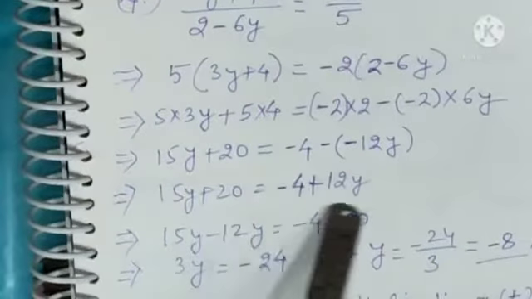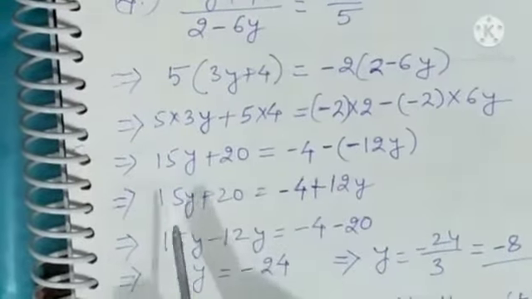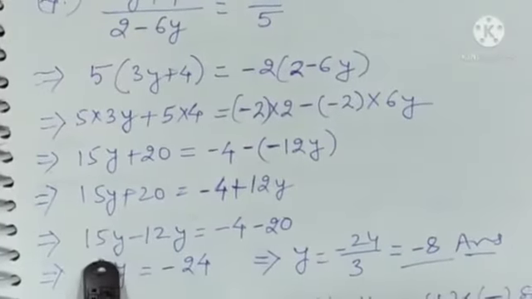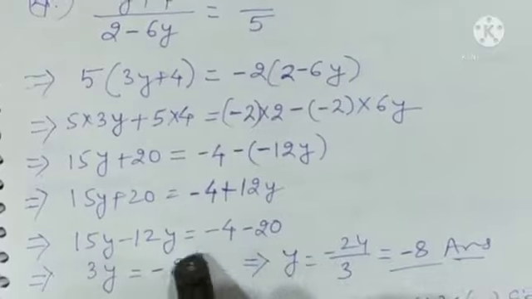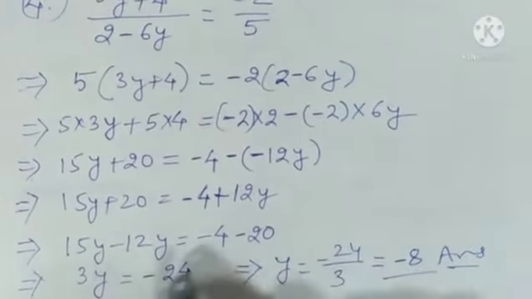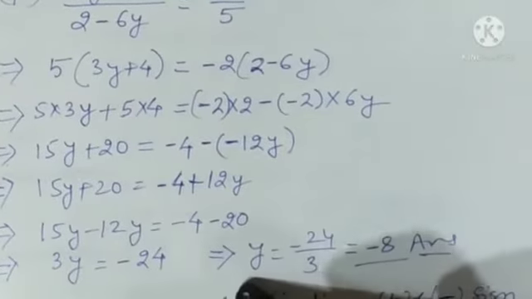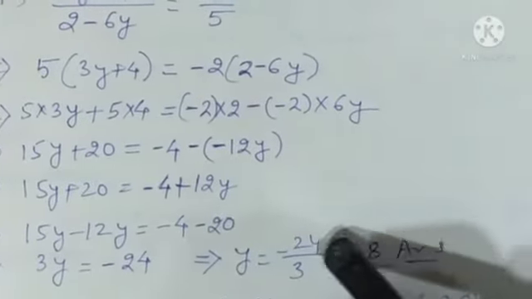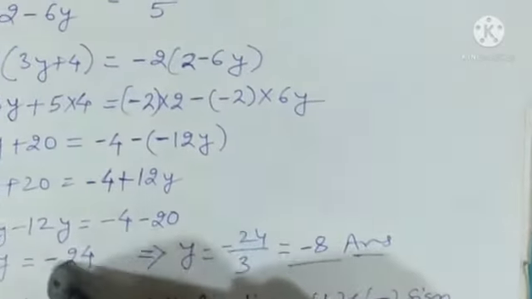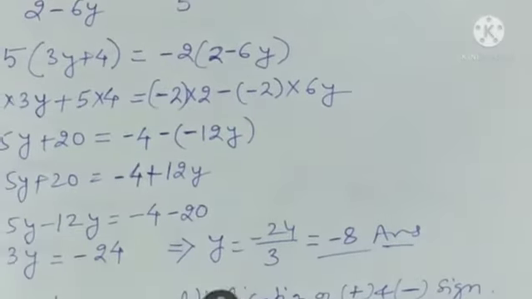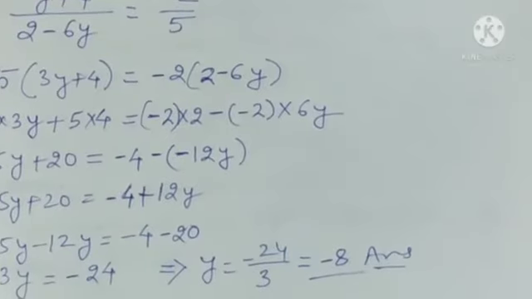Now next, simply you collect the variables in the left hand side and the numbers in the right hand side. Then we solve it, considering the signs, and finally we find the value of y is equal to −8.